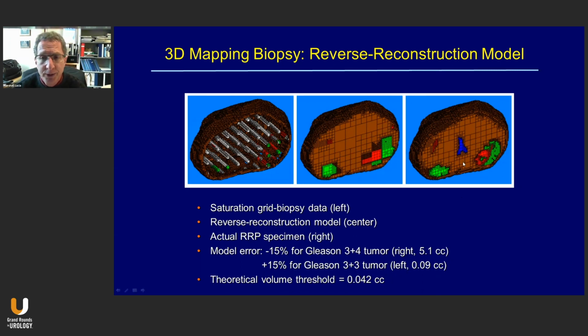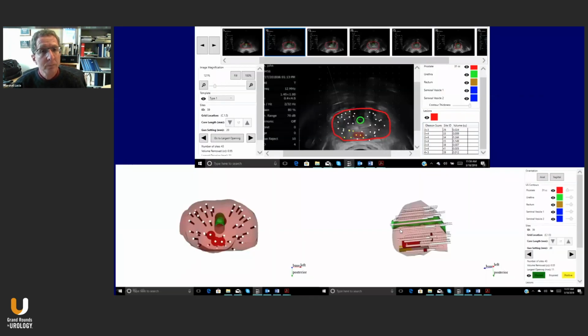This is a 3-dimensional reconstruction model of an actual prostatectomy specimen here with tumor foci within it. And we did a simulated biopsy technique every 5 millimeters and showed that by doing this, you can get very, very accurate assessment of all the tumors in here, including the small tumor up here, and with a little bit of model error for tumor volume when you reverse reconstruct these. But the theoretical volume threshold is very, very low, on the order of 0.04 cubic centimeters, which would be smaller than the head of an eraser.